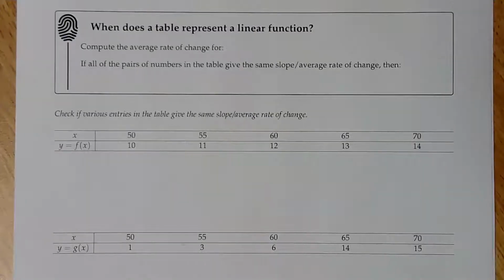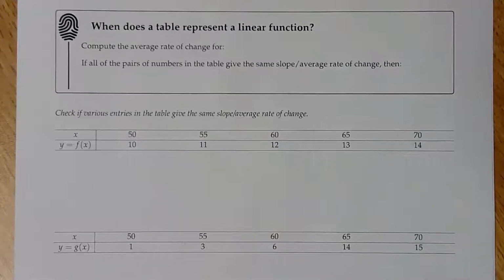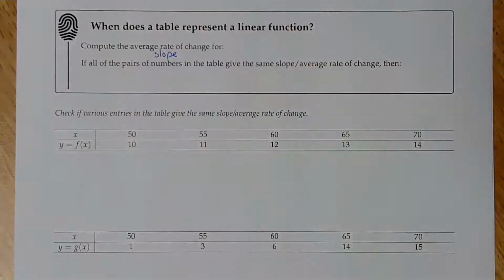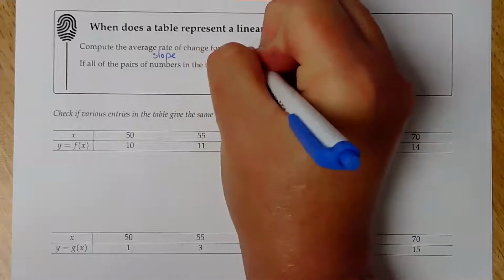Right, we have one last idea to consider in section 1.3, and that is looking at when a table could represent a linear function. It turns out that we can take advantage of this idea of constant change, a property of linear lines, to figure that out. So if you're given a table, you need to compute the average rate of change, or the slope, for all pairs of points in the table.